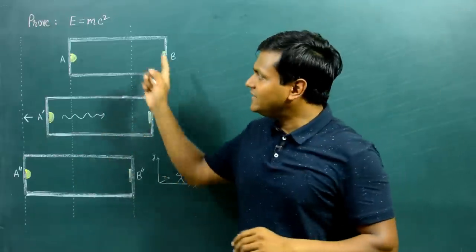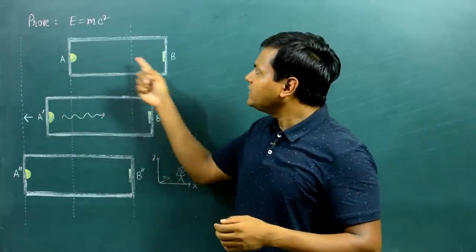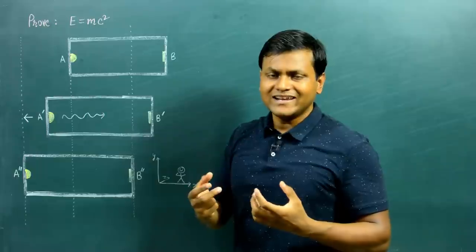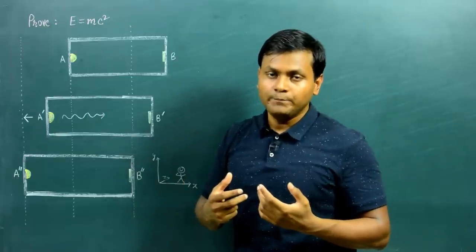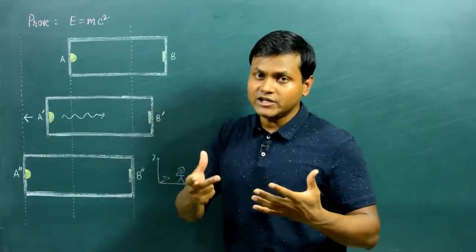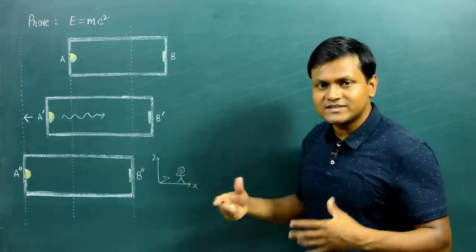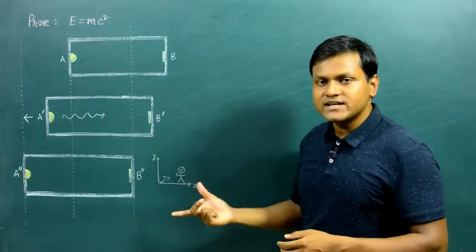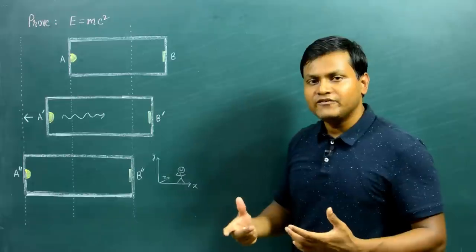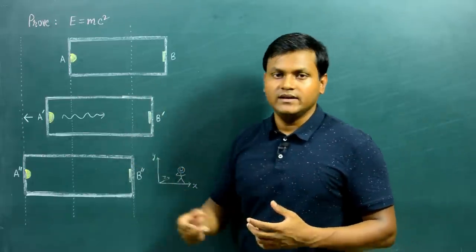All right. And inside this box, there is a bulb or a light emitting source. And on the other end, there is some kind of an absorber that can absorb the light falling onto it. And this container or this system is at rest initially with respect to some kind of an inertial observer. So let's suppose there is a person or a scientist who is looking at this container and he is in some kind of a reference frame. He is an inertial observer and with respect to him, this container is at rest.